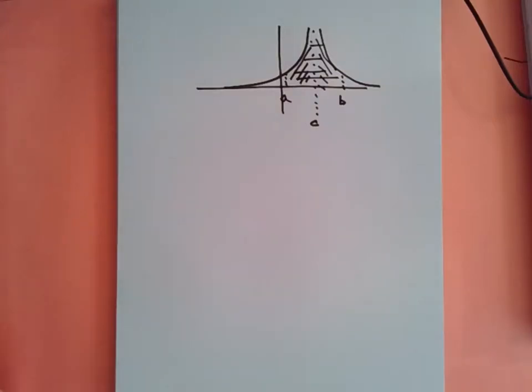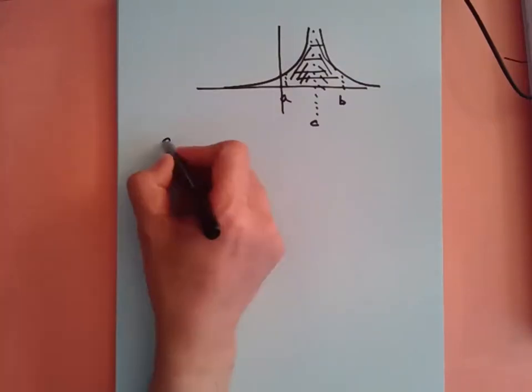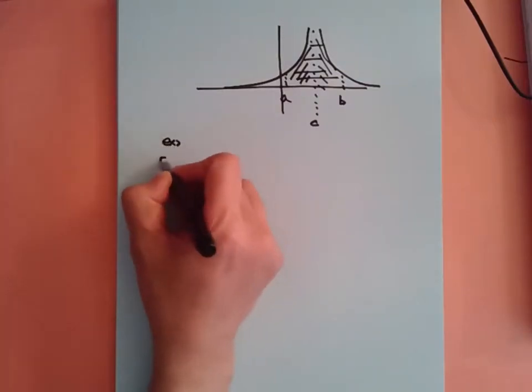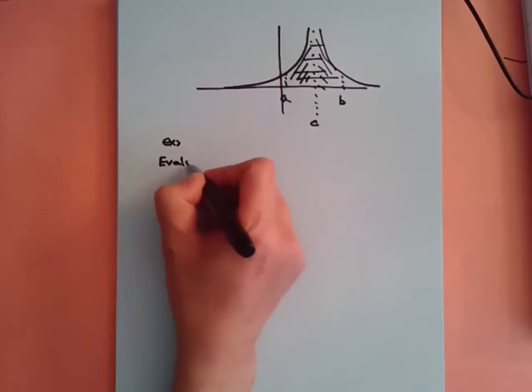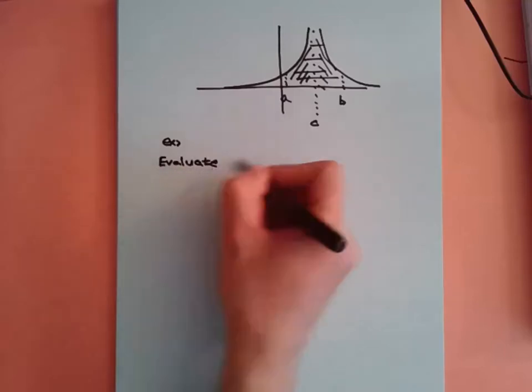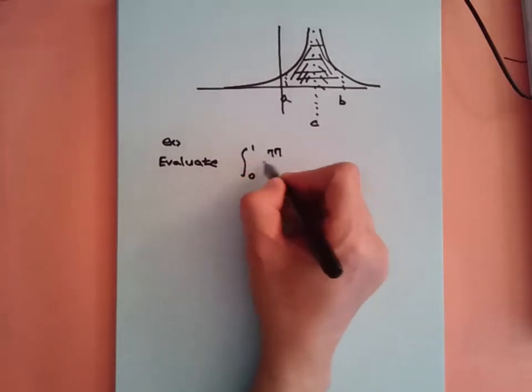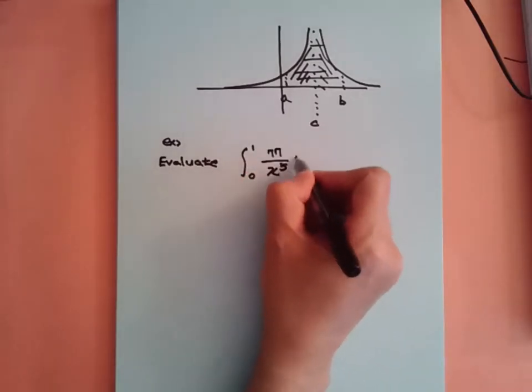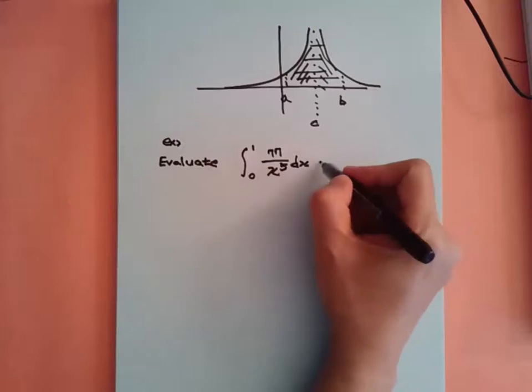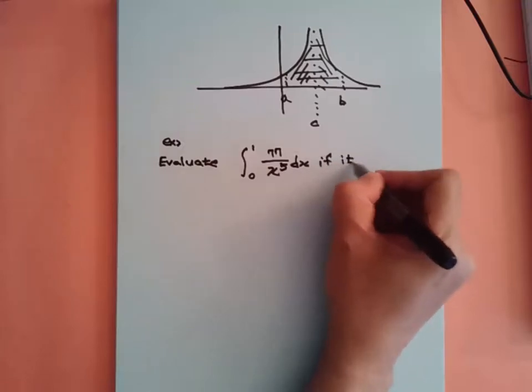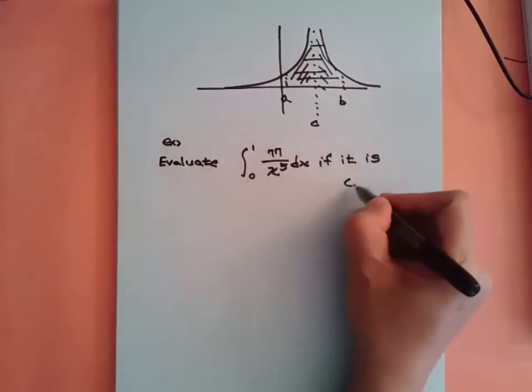Let's do the example. Evaluate the integration from 0 to 1 of 77 over x to the 5th power dx, if it is convergent.